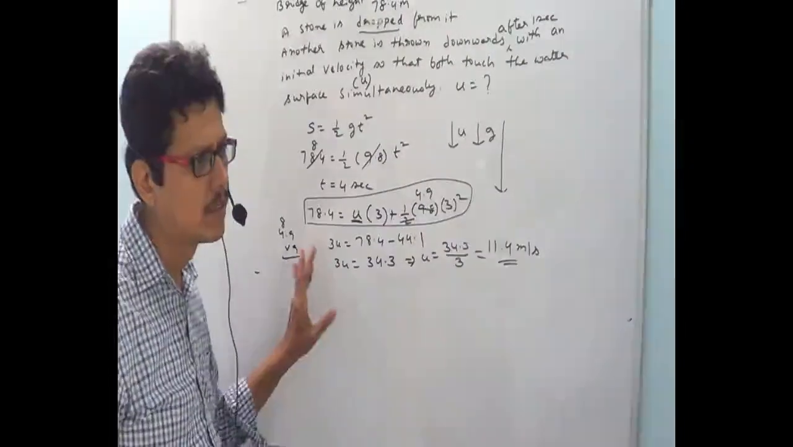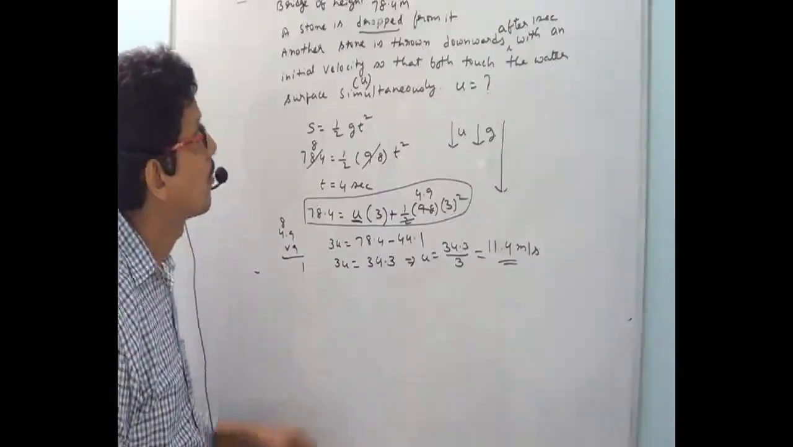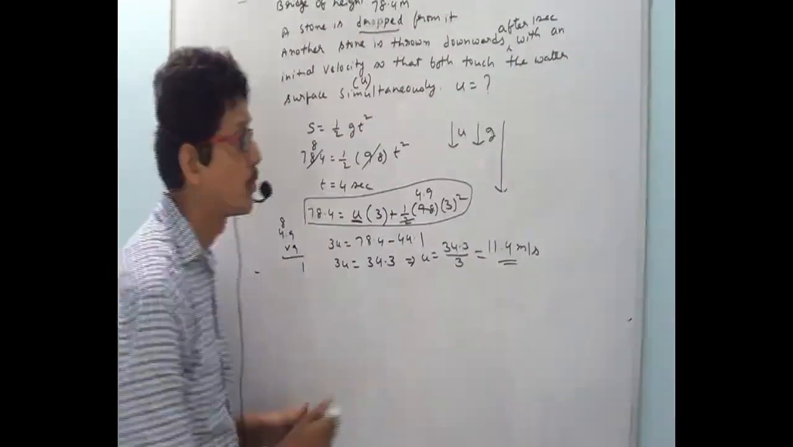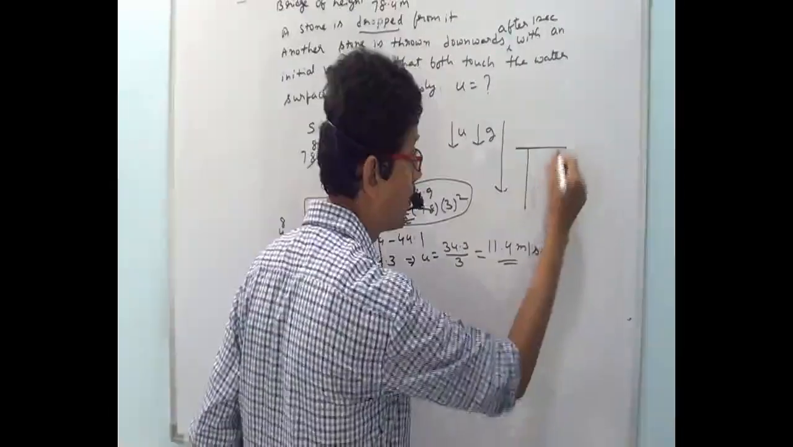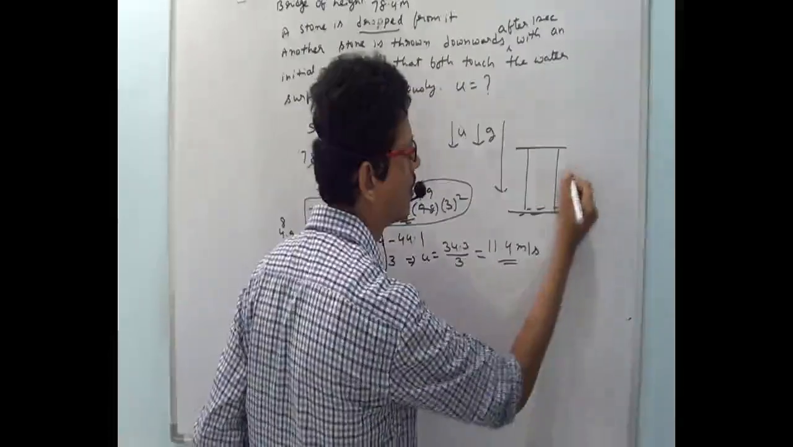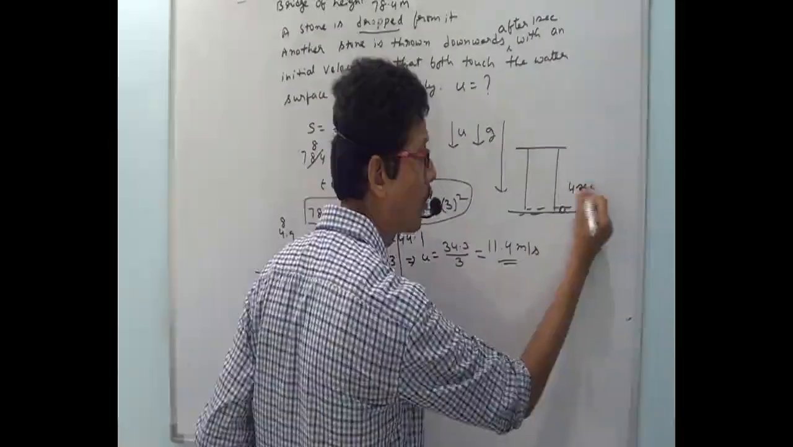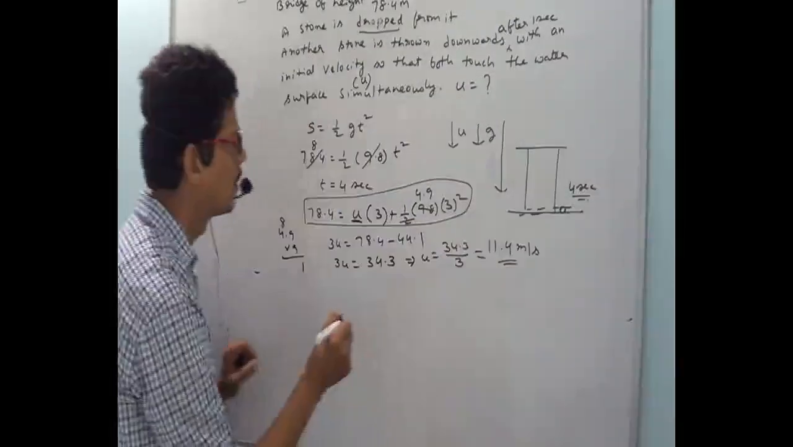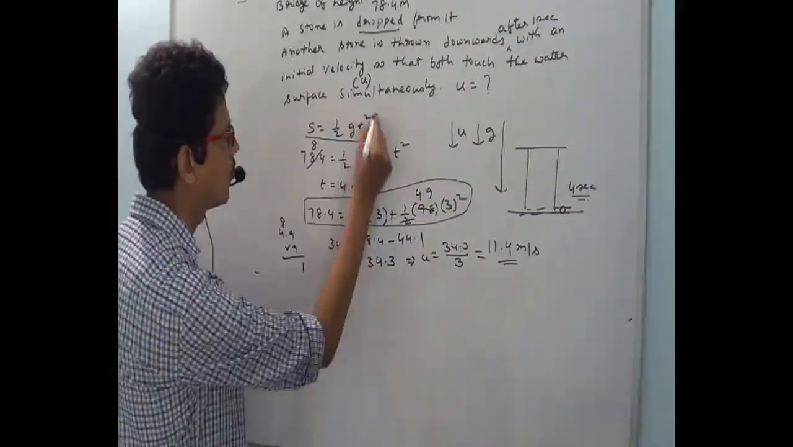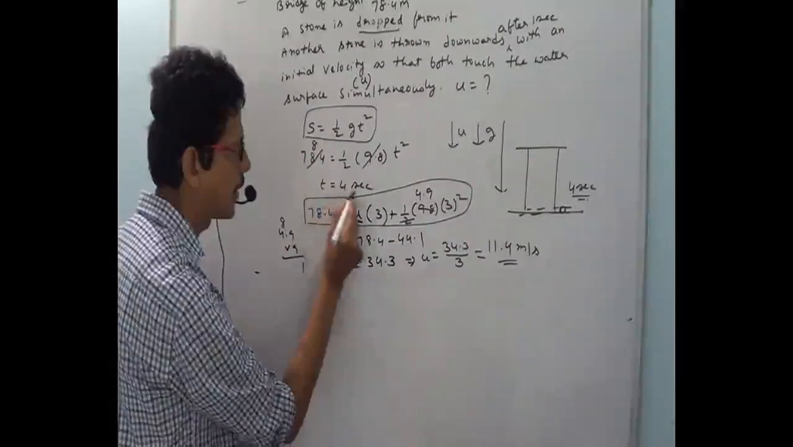This one, okay, a stone is dropped. One stone is dropped from a bridge. So this is the water surface, and that stone is coming and touching the water in 4 seconds. How did I get to know this? Because of this formula: S is equal to half g t square, where u is 0. From here I will get the time as 4 seconds.